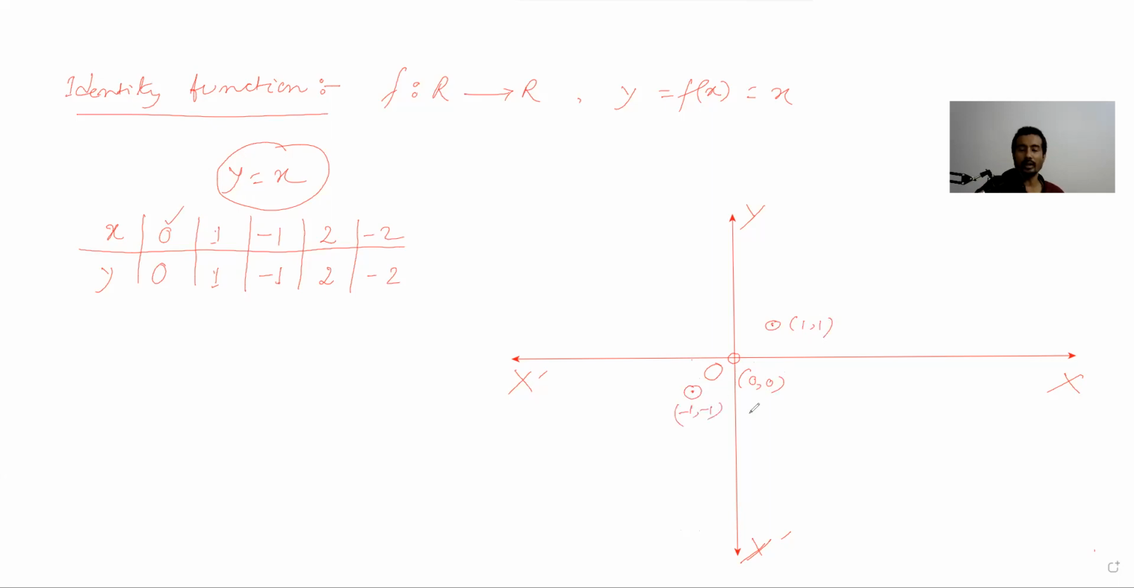In this way we can go on plotting all these points, and finally what to do? Simply join these points to get the graph of this function. Okay, let us try to join these points like this.